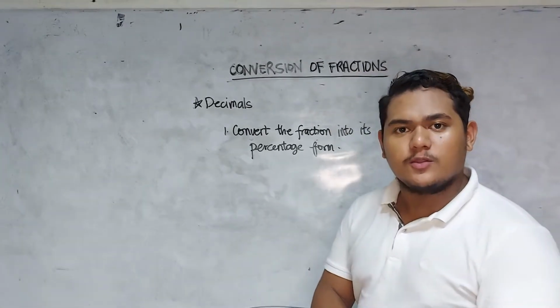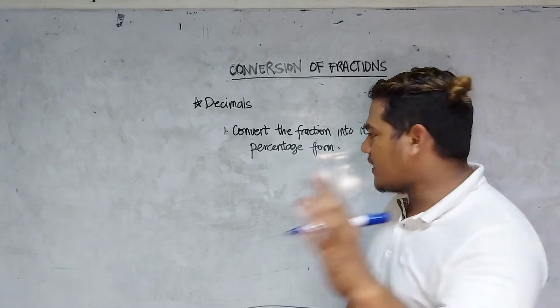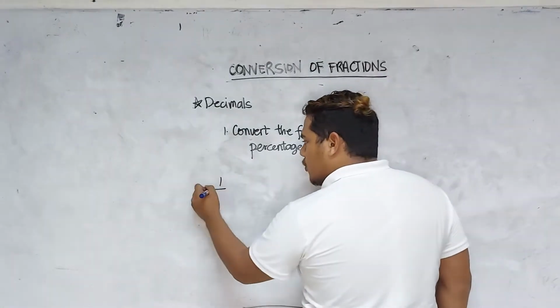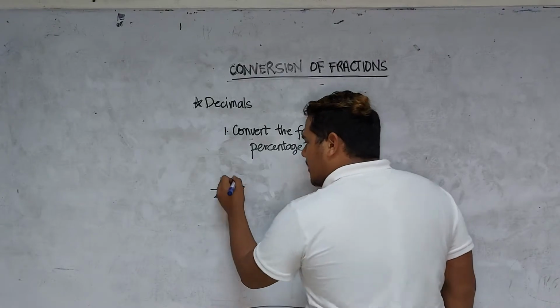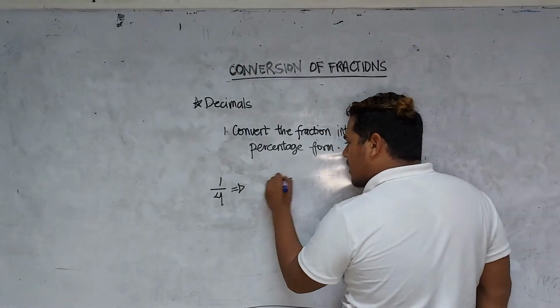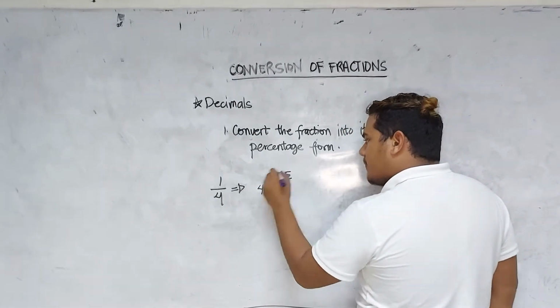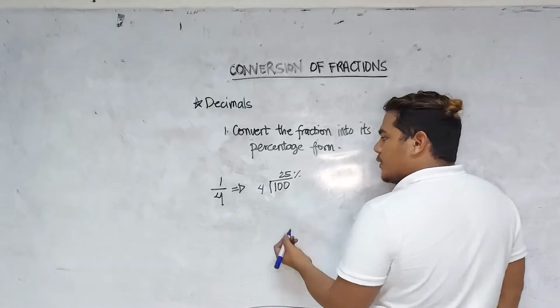Pag ma-convert na ninyo into its percentage form, move two decimal places to the left. Ano na ta? Example kanina. Kung saan itong 1/4? Multiply 1 into perfect percentage, it becomes 100. 1 times 100 is 100. Divided by 4, that is 25. Therefore, 1/4 is equal to 25%.